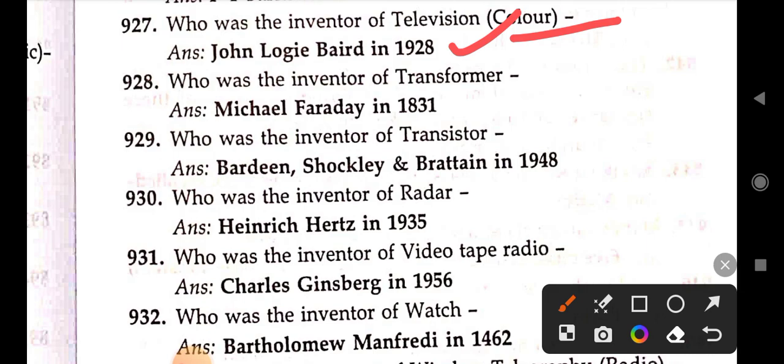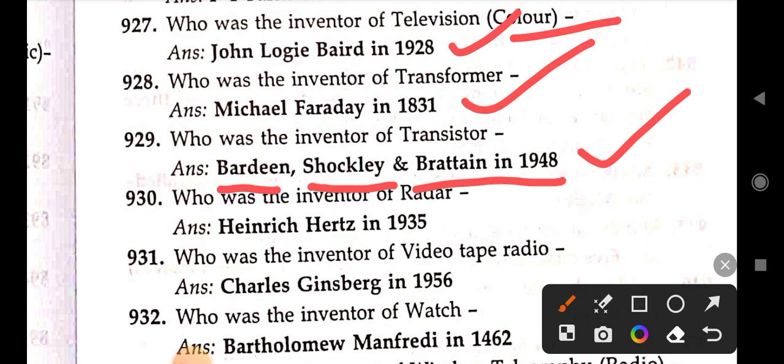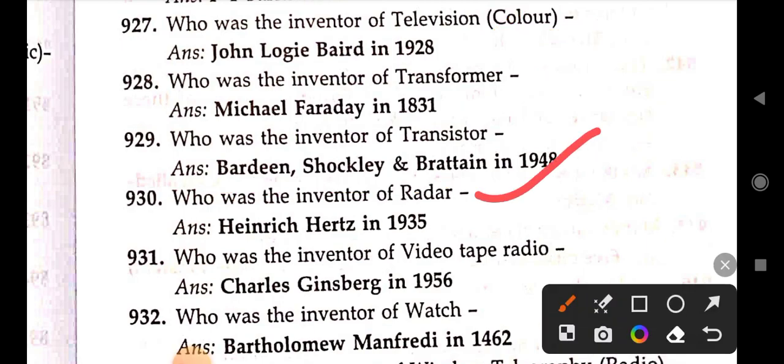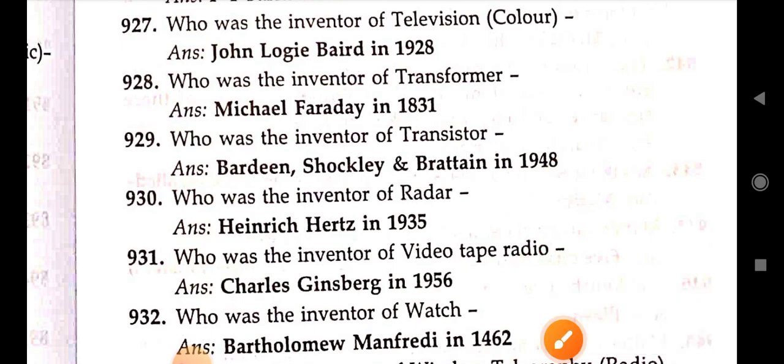Who was the inventor of transformer? Michael Faraday in 1831. Who was the inventor of transistor? Bardeen, Shockley and Brattain in 1948. Who was the inventor of radar? Heinrich Hertz in 1935. Who was the inventor of video tape recorder? Charles Ginsburg in 1956.